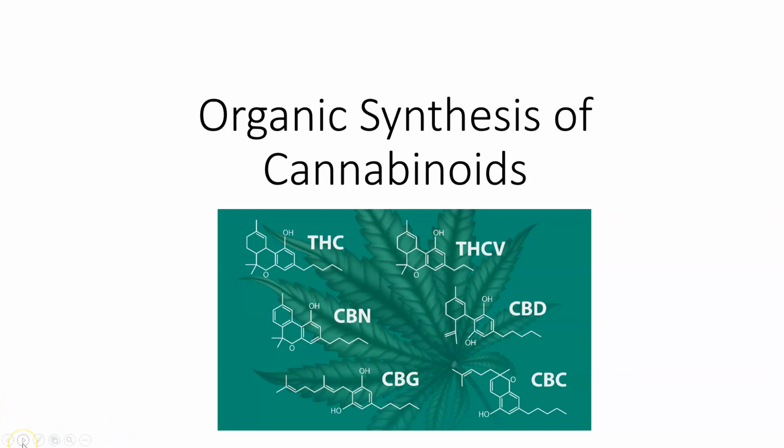This module covers organic synthesis of cannabinoids. So we have learned up to this point that cannabinoids can be sourced naturally by extraction and then further processing and refinement. But we can also source cannabinoids by organic synthesis, which means we are going to take individual precursors and put them together in an organic chemistry reaction to make the final product, the cannabinoid.